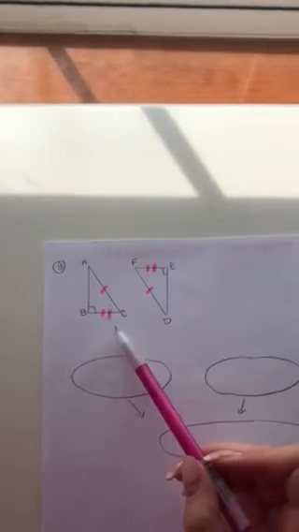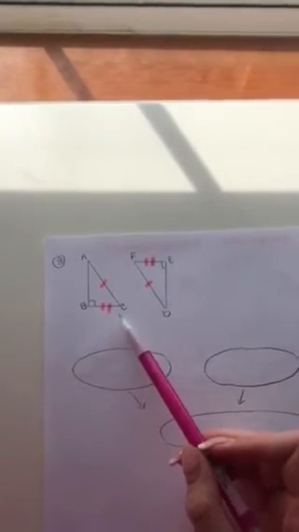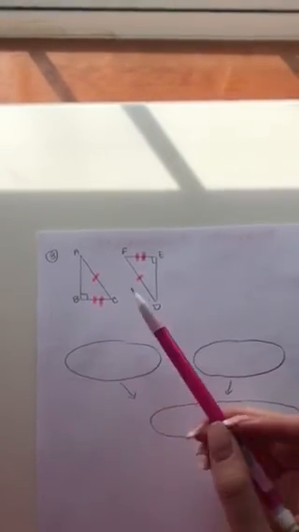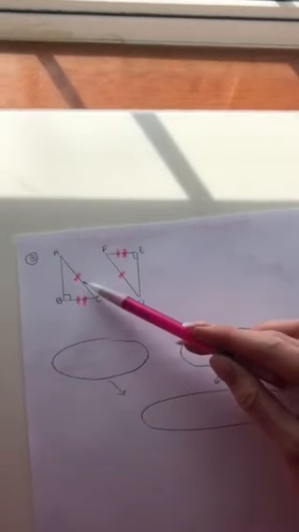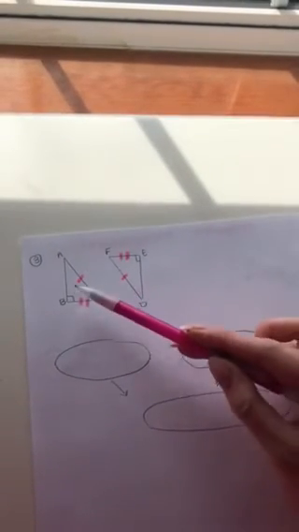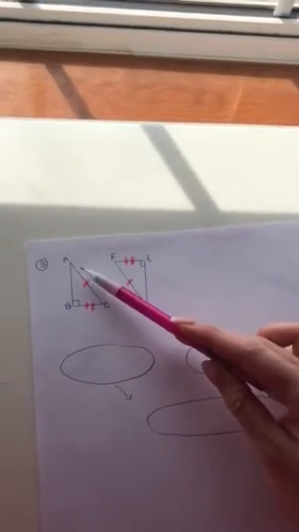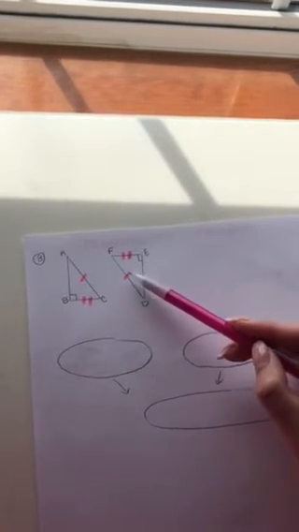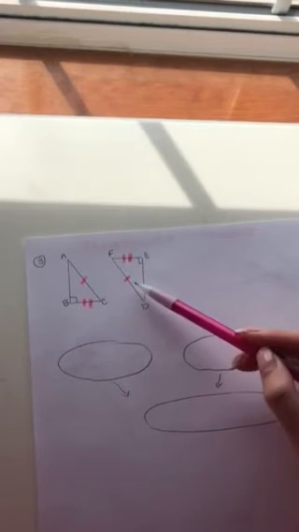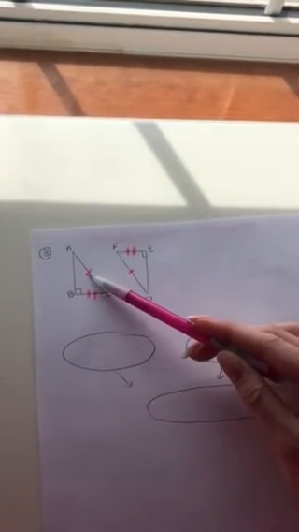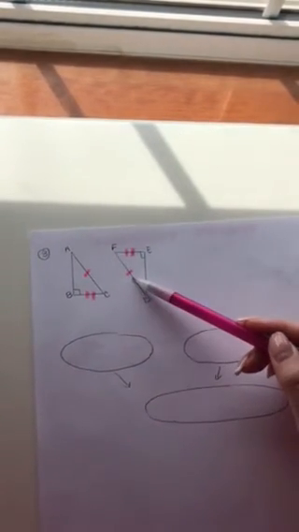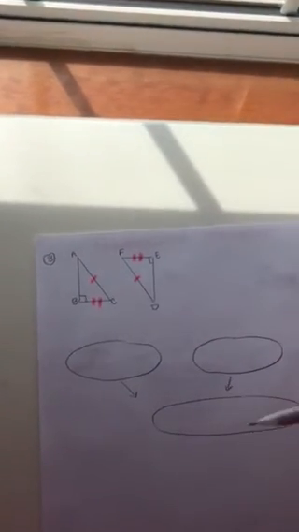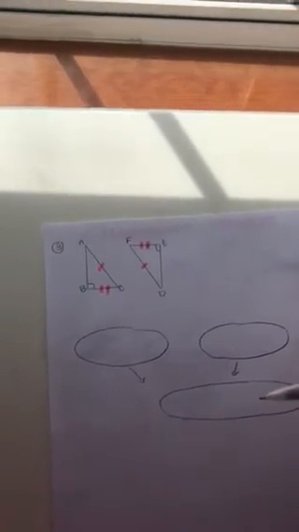So in order to use the hypotenuse leg theorem, we need to know that the two triangles have hypotenuses that are congruent to each other. So the hypotenuse is the side that is across from the right angle. So that's this side in this triangle, and here's the right angle over here, and it's this side in that triangle. So since both of the hypotenuses have a single tick mark, that means that they are congruent to one another. So that is checked off.